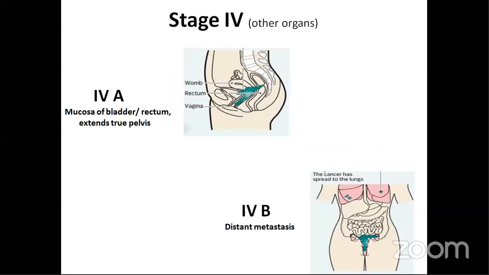See, whatever I'm quoting is all from the standard books, so the various measurements can vary in different texts. Next is stage 4, where the tumor grows into other organs. Stage 4A is where the mucosa of the bladder and the rectum are involved, and it extends beyond the true pelvis. And stage 4B is a distant metastasis, where it can go into the lungs, the bones, the brain.